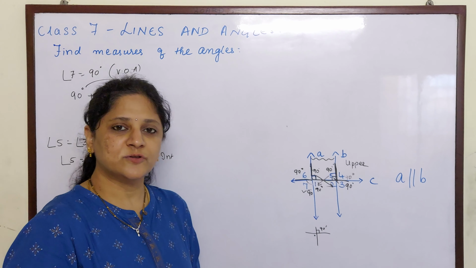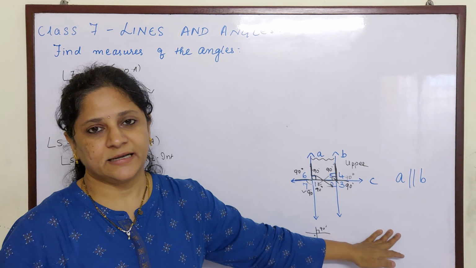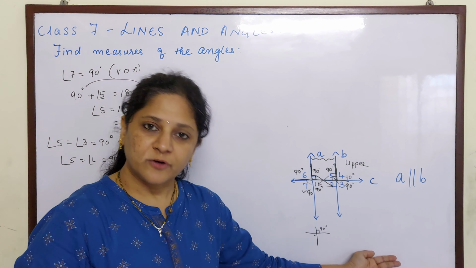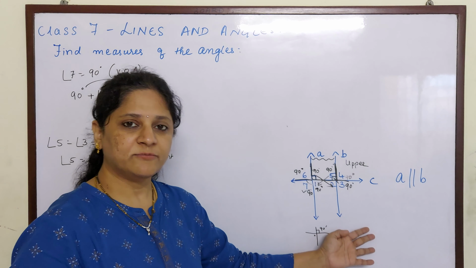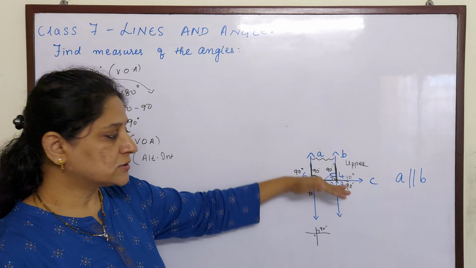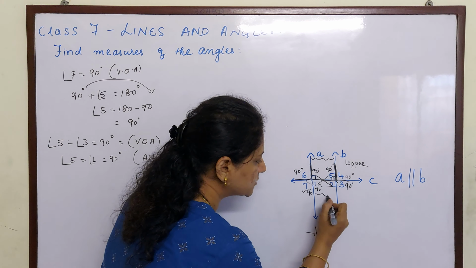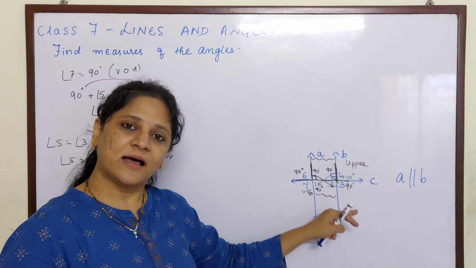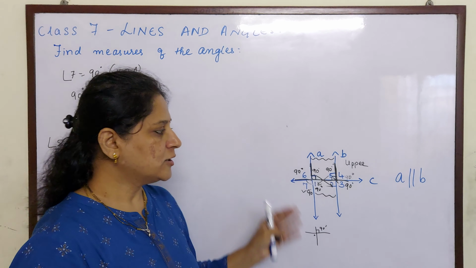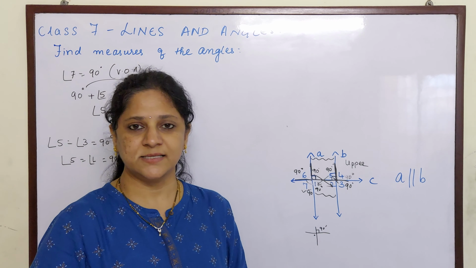In this way, if you see, every angle in this diagram will be 90 degrees. Either it will be due to vertically opposite angles, or it may be alternate interior angles, or it may be interior angles on the same side that are supplementary, because these two together make 180. If one is 90, the other will also be 90. So in this particular diagram, you will get each and every angle as 90.